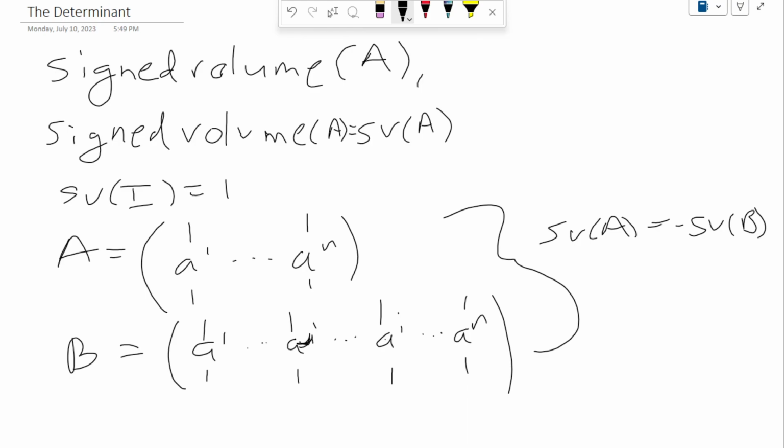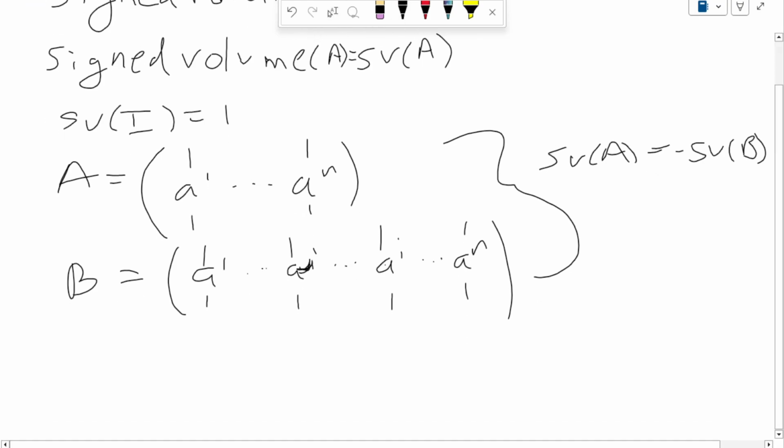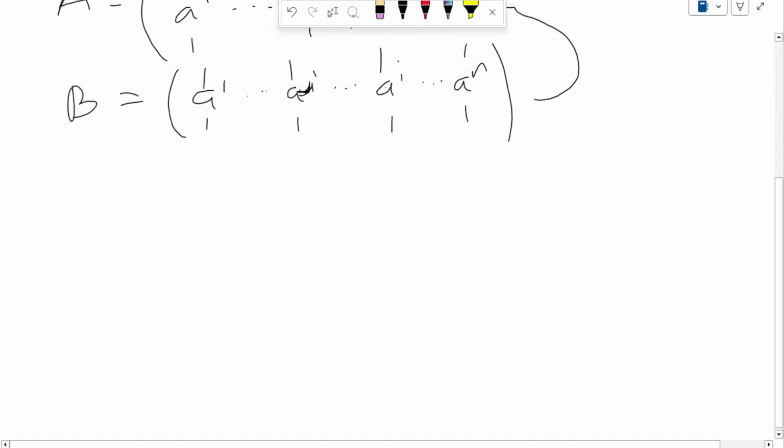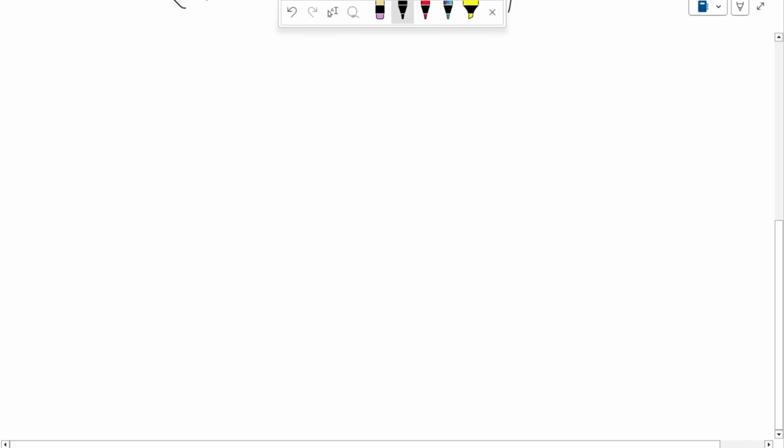everything you want, basically, about this function, signed volume. So that's a little bit of review from last week. Are there any questions about that? Actually, I'll leave it up.